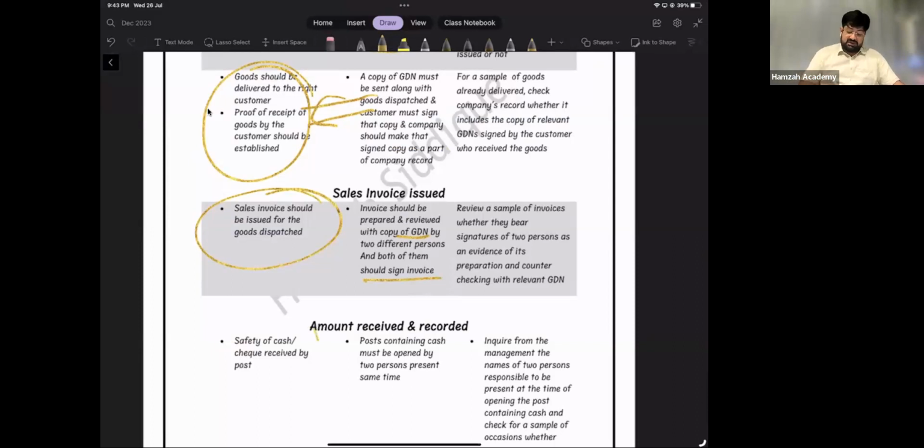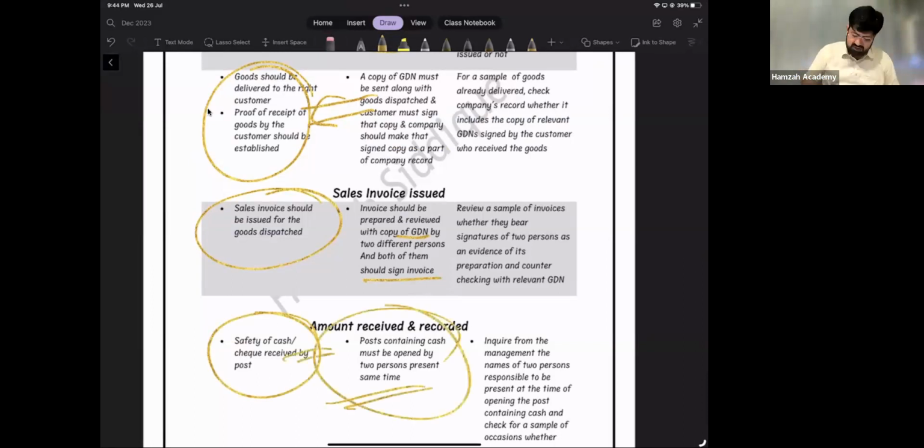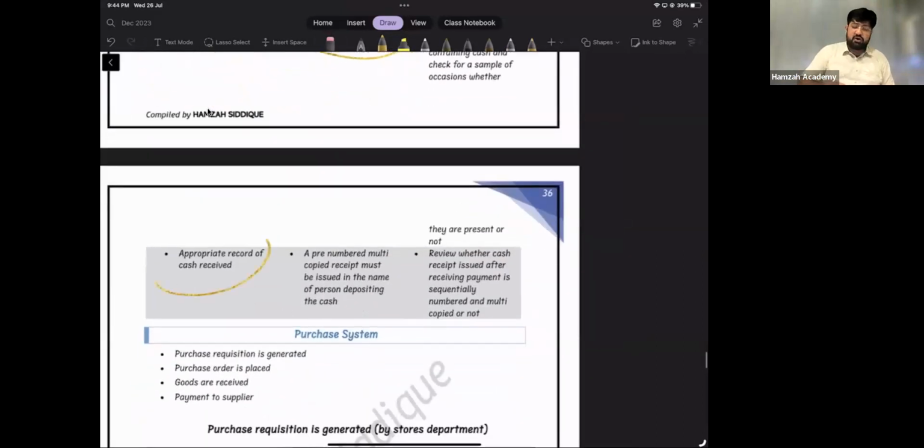Next, safety of cash or cheque received by post. Normally it is rare now to receive by post, but it is given here, so it's okay. 2 persons should open the post. That's it. Appropriate record of cash received: a pre-numbered, multi-copy receipt should be issued in the name of the person depositing the cash.